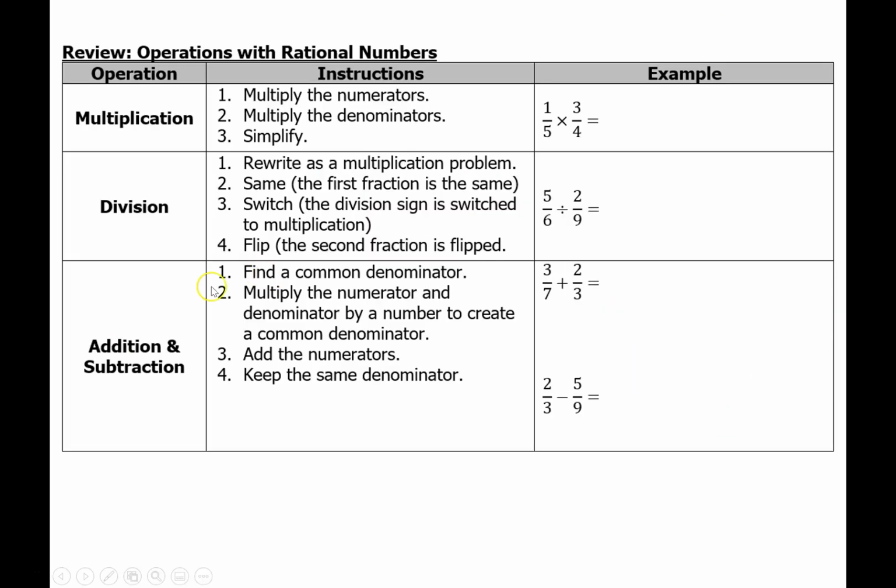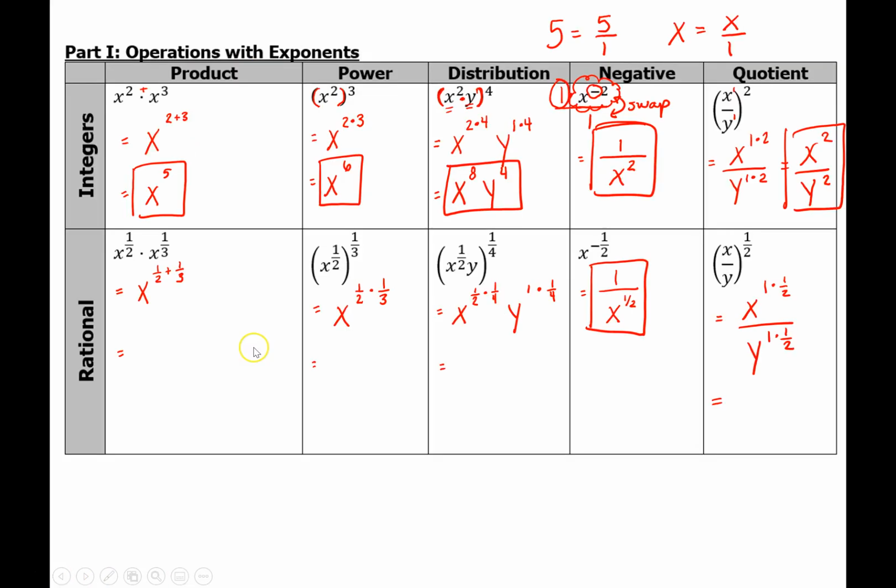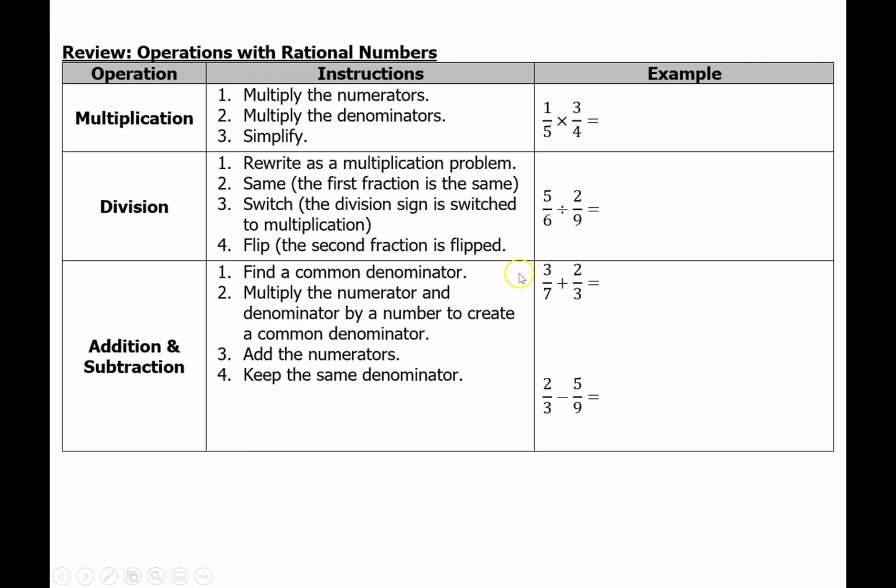Okay, so now let's review operations with fractions so that we can go back and then finish all of these Algebra 2 style problems. All right, so first let's review multiplication. In multiplication of fractions, you learned in elementary school that you multiply the numerators, you multiply the denominators, and then you simplify. So in this problem, 1/5 times 3/4, we're going to do 1 times 3 for our numerators and 5 times 4 for our denominators. So that's 3 over 20, which doesn't simplify any further.